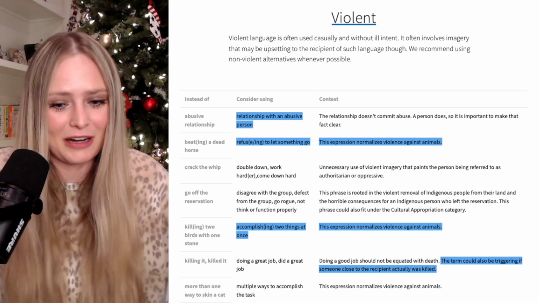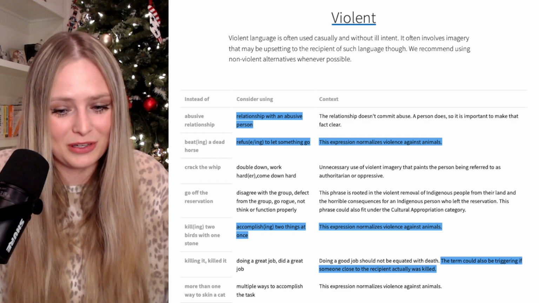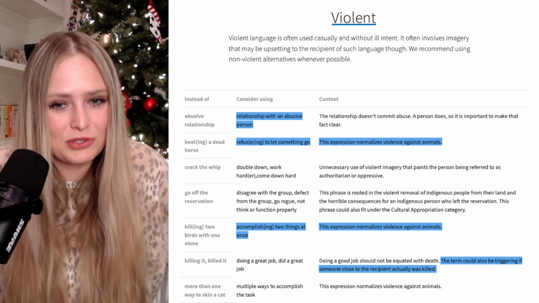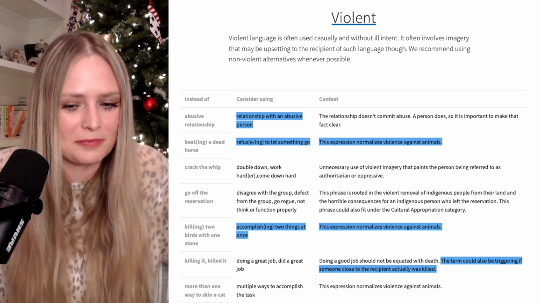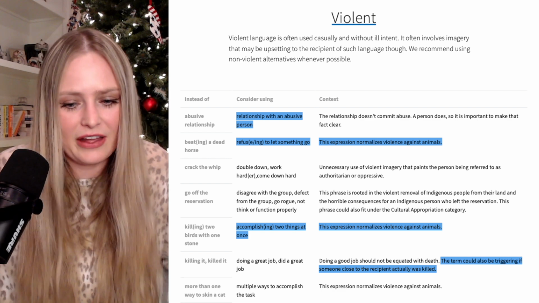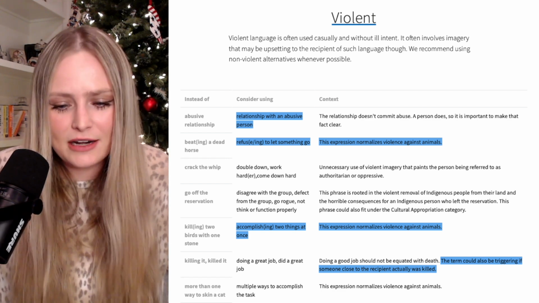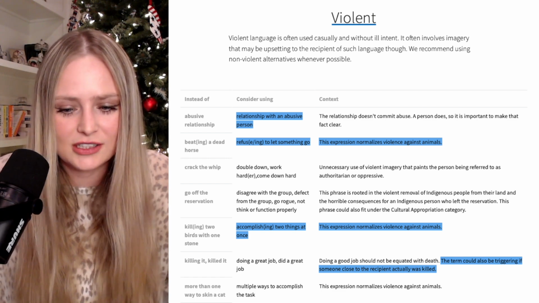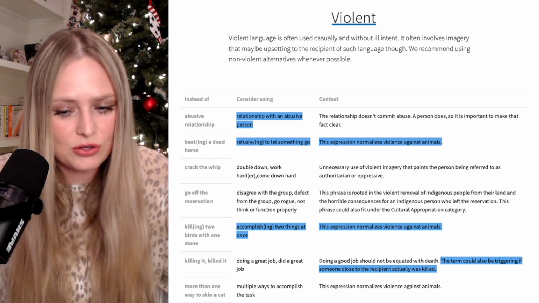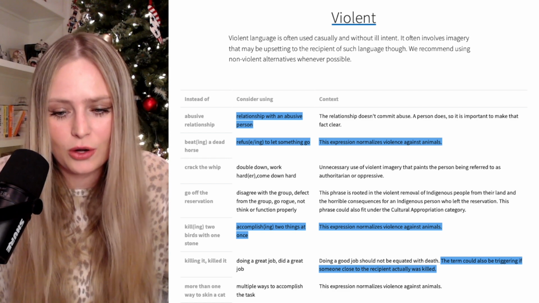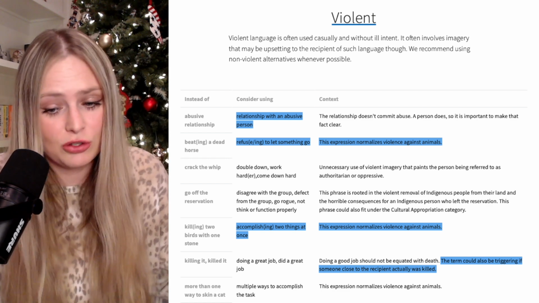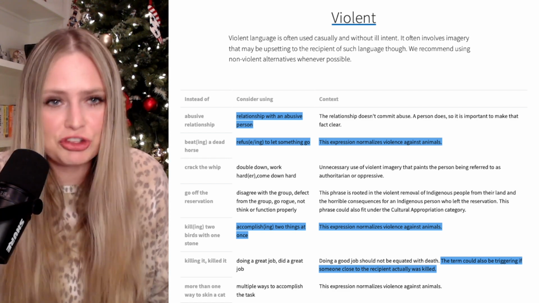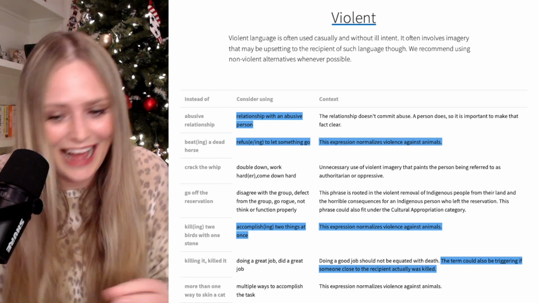Like, I think these are better than just saying "relationship with an abusive person." Just "abusive relationship" is an abusive relationship. These are like two of the same. And they're taking issue with "beating a dead horse," another classic expression. So they want you to say "refuse" or "refusing to let something go" because this expression normalizes violence against animals. No, it doesn't. It actually doesn't.